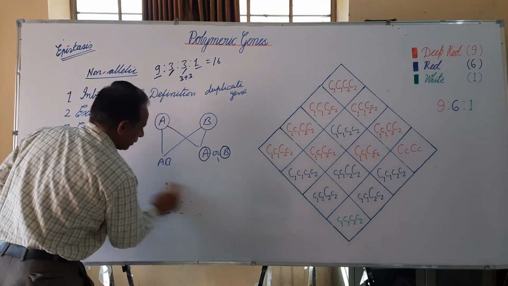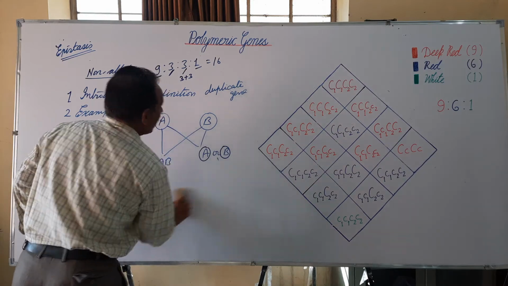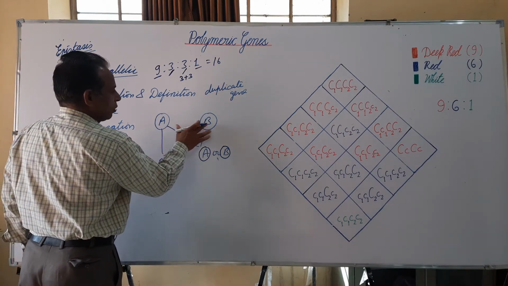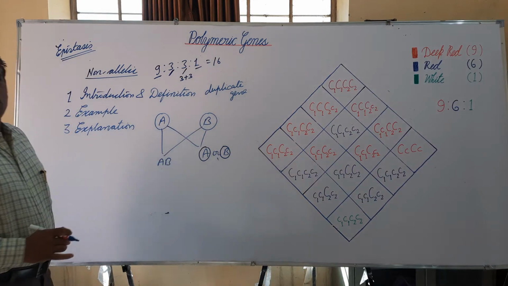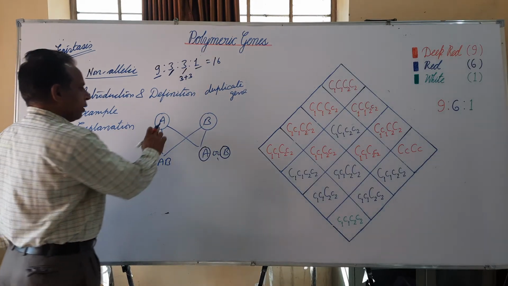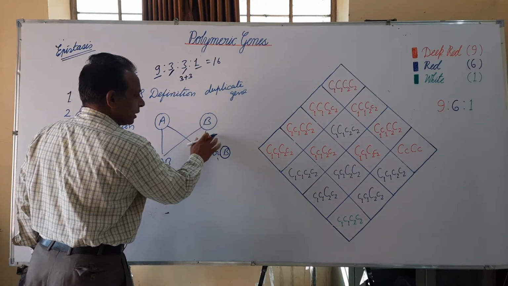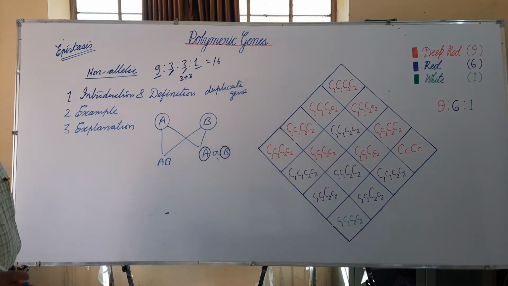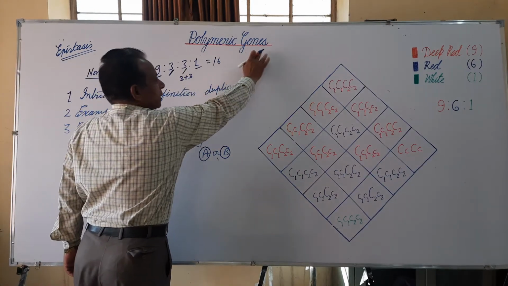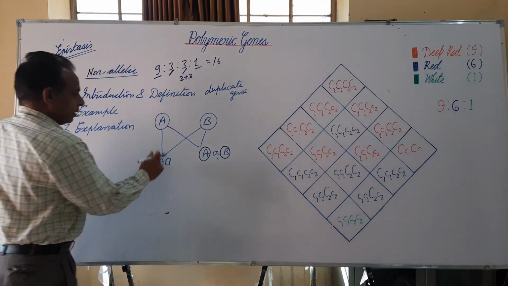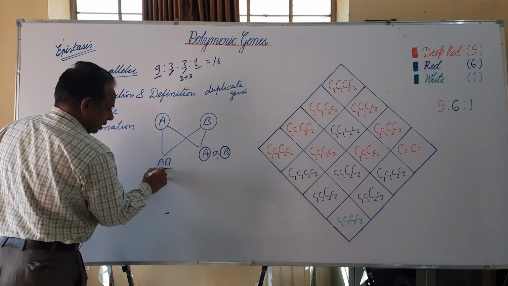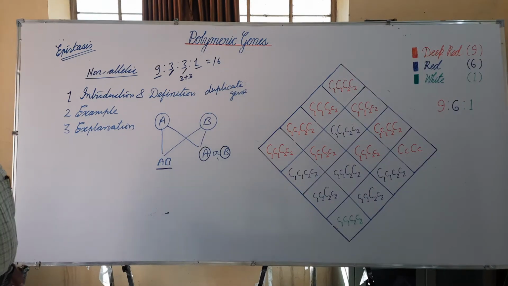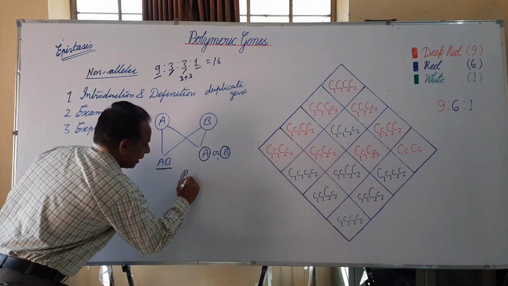On the basis of this discussion, we can now define polymeric genes as two non-allelic dominant genes which act as duplicate genes, meaning if one of the two is present, the phenotypic effect is the same. When both are present together, the phenotypic effect is intensified, known as polymeric genes. Because in this case, when both are present together, the intensity of the phenotypic effect is increased. This genetic phenomenon is known as polymerism.